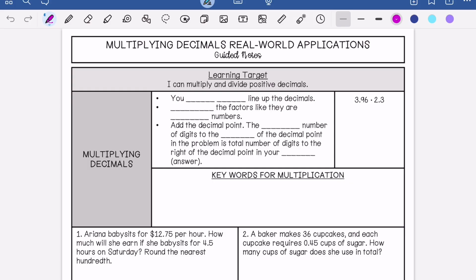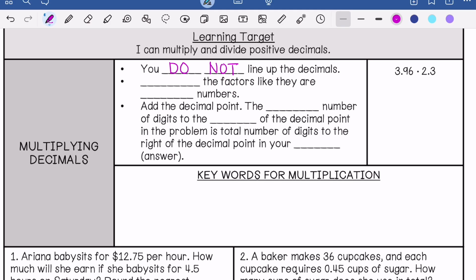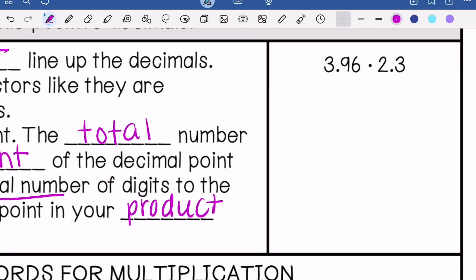So when you're multiplying decimals, you do not line up the decimal points. You multiply the factors like they are whole numbers. Then you add the decimal point. Where you put it is the total number of digits to the right of the decimal point in the problem is the total number of digits to the right of the decimal point in your product, your answer. So I'm going to do this example problem on the side to show you what that looks like.